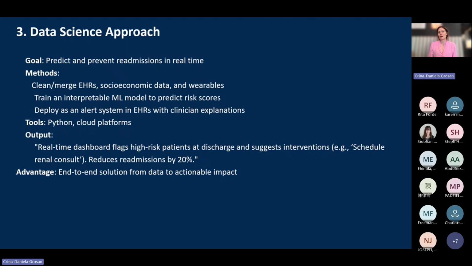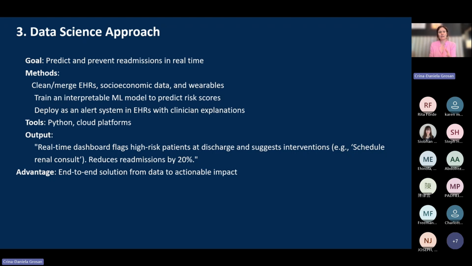I mentioned training an interpretable machine learning model to predict a risk score, and I will tell you later on what this training means. But it could basically create a machine learning model that can predict the risk score for somebody of being readmitted. And in addition to that, it could even deploy an alert system that could be integrated with the electronic health record system, or with other electronic or digital systems that are in place, that can alert the system when someone is at risk. And then an action could be taken.